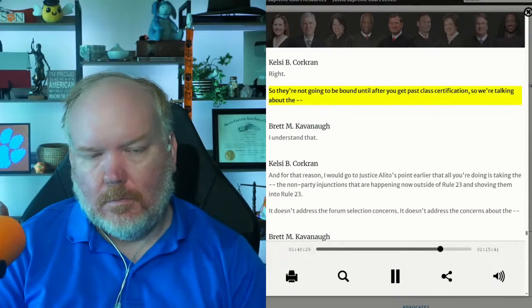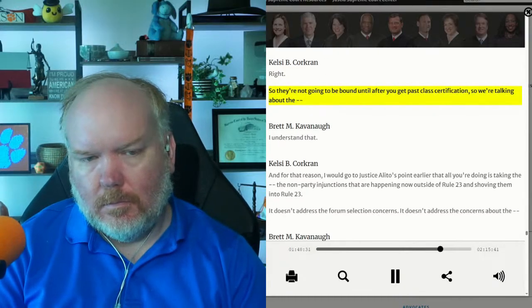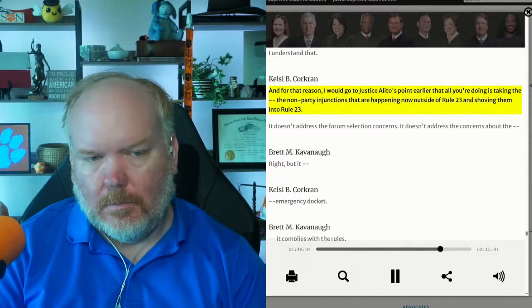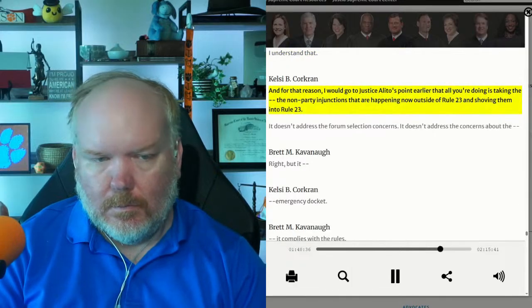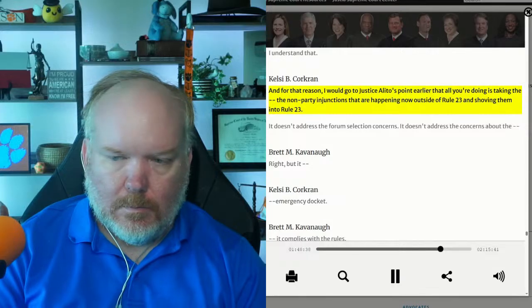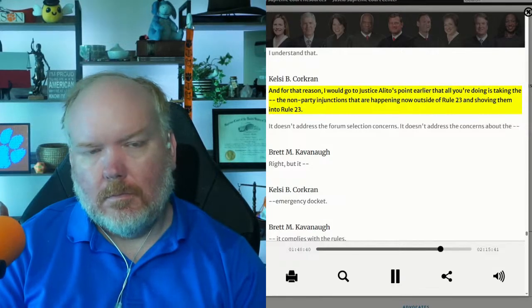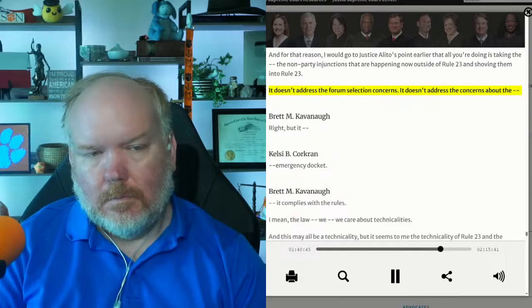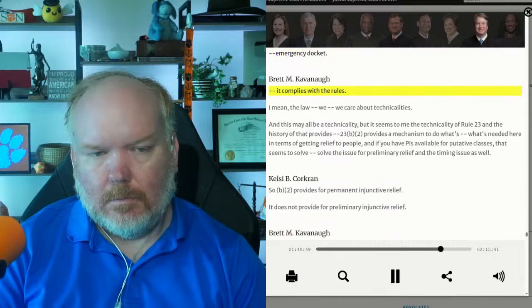Right. So they're not going to be bound until after you get past class certification. I understand that. And for that reason, I would go to Justice Alito's point earlier that all you're doing is taking the non-party injunctions that are happening now outside of Rule 23 and shoving them into Rule 23. It doesn't address the forum selection concerns. It doesn't address the concerns about the emergency docket. It complies with the rules.